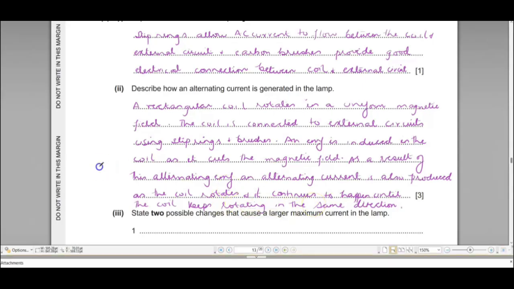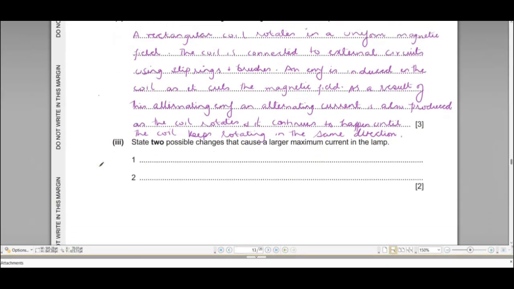So moving forward, state 2 possible changes that can cause a larger maximum current in the lamp. Increasing the number of coils, using a stronger magnet, and it can also be increased if you increase the speed of rotation. So the third can be increasing the speed of rotation. You can write any two of these. All right.